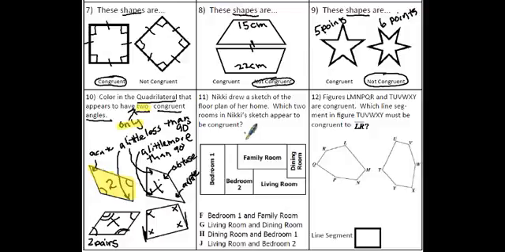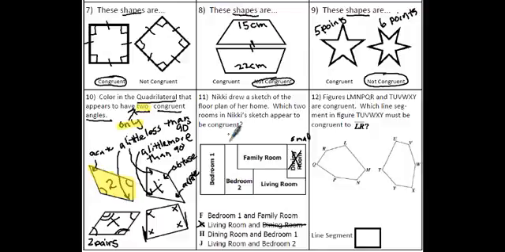For number 11, it says that Nikki drew a sketch of the floor plan of her home, so you can look below at the picture to find that. Which two rooms in Nikki's sketch appear to be congruent? Right now, looking at the dining room, that is smaller than everything else. It doesn't look like the same size or shape as anything else. So anytime you see the dining room, like here in answer choice G, you can get rid of that as an answer choice.